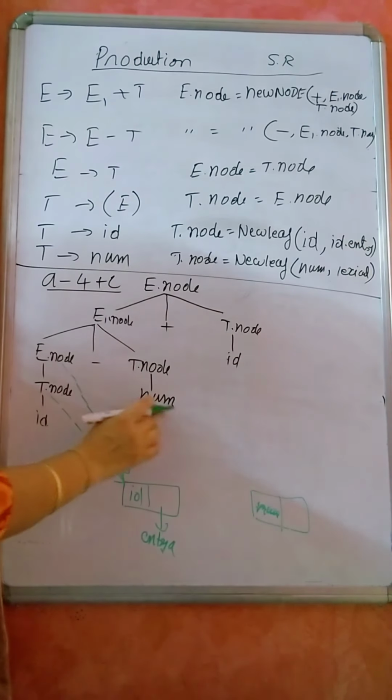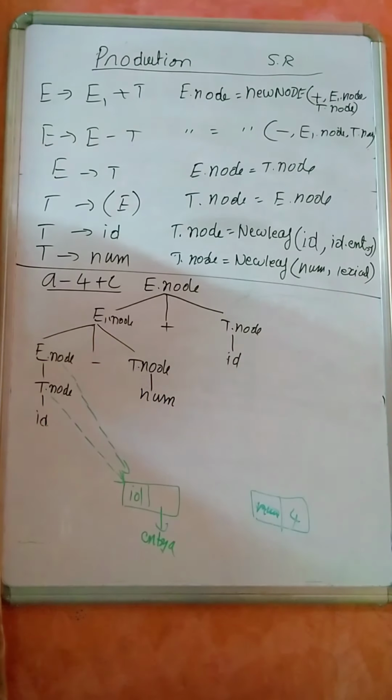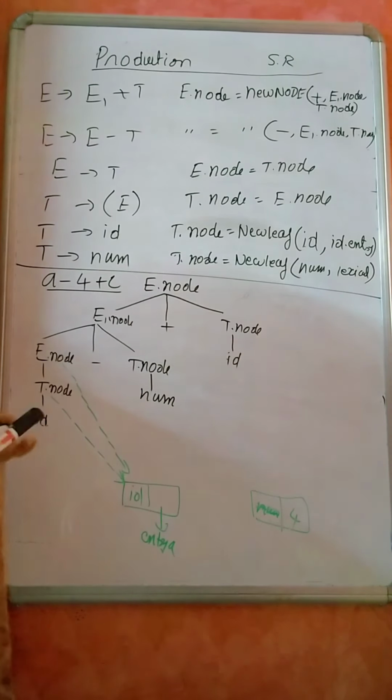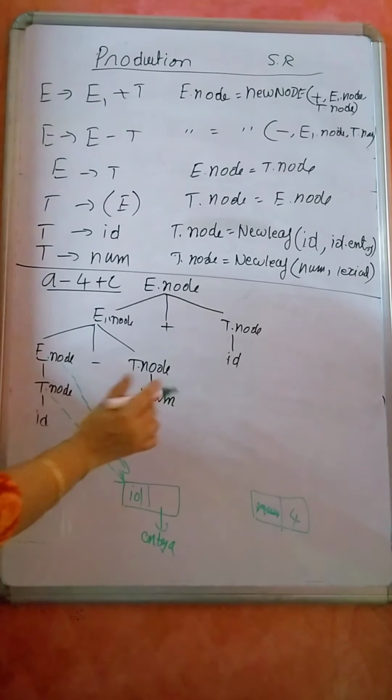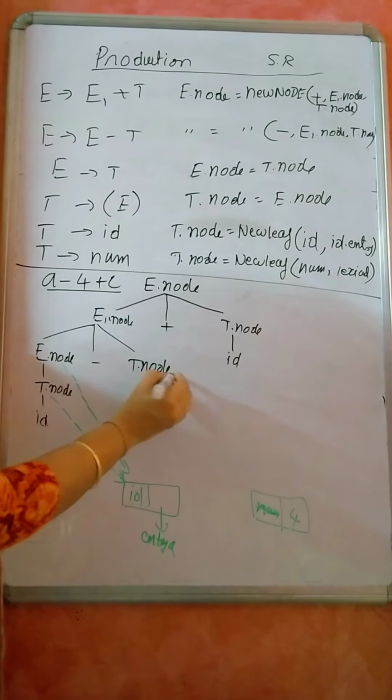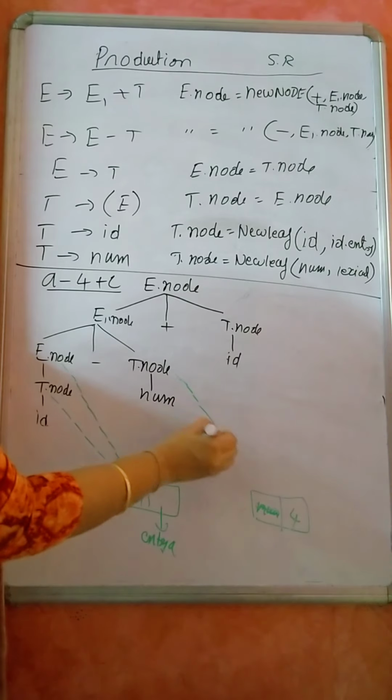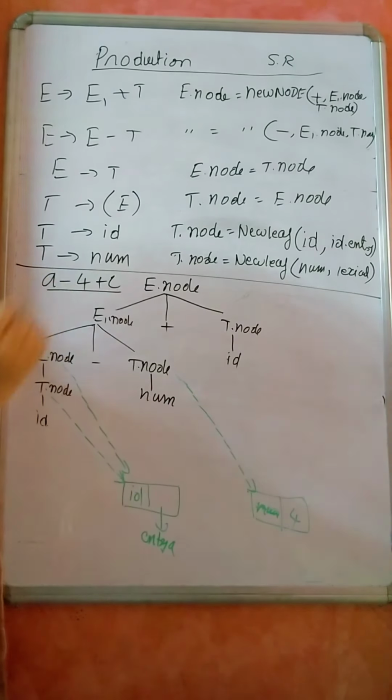What is that number value? 4. The number value is nothing but the 4 in this example. So when I am applying this, what is my T dot node? T dot node will point to this one. Next, what do I have to do?